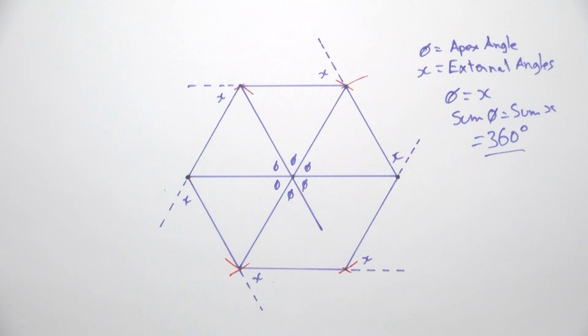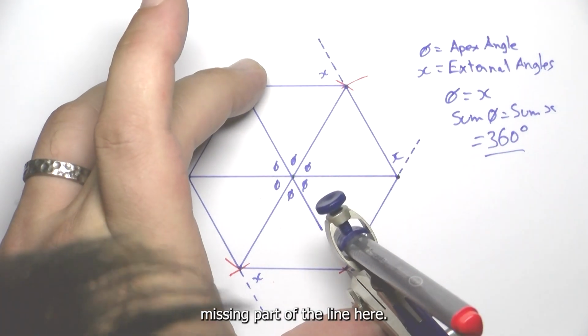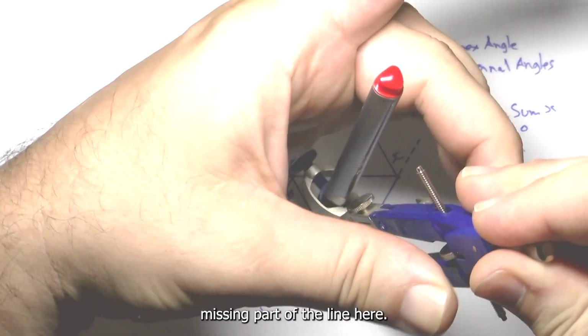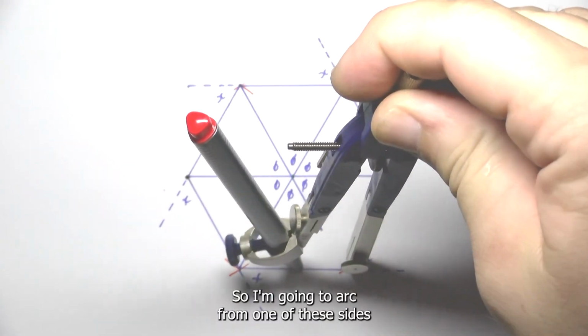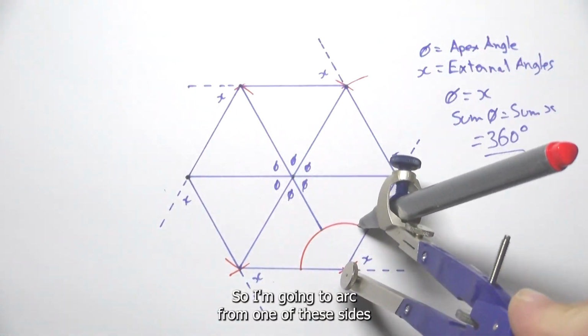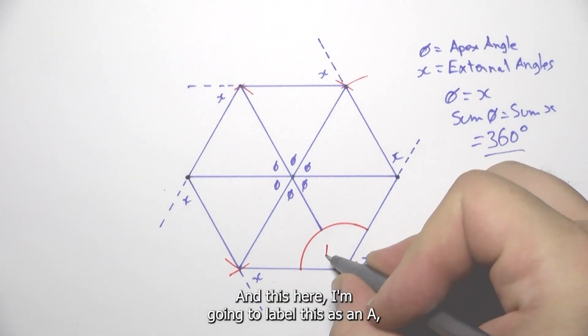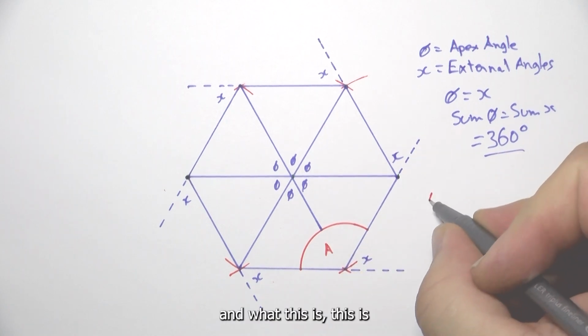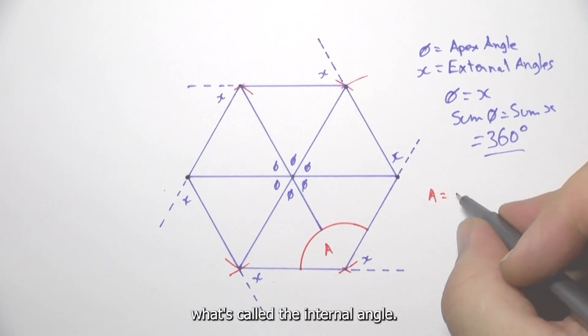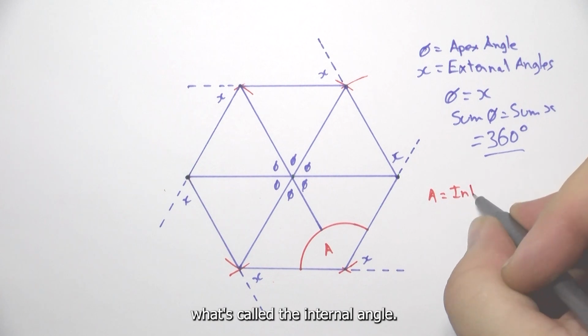Right? So now I am going to draw a little arc here, just to connect that missing part of the line here. So I'm going to arc from one of these sides right over to the other. And this here, I'm going to label this as an A, and what this is, is what's called the internal angle.